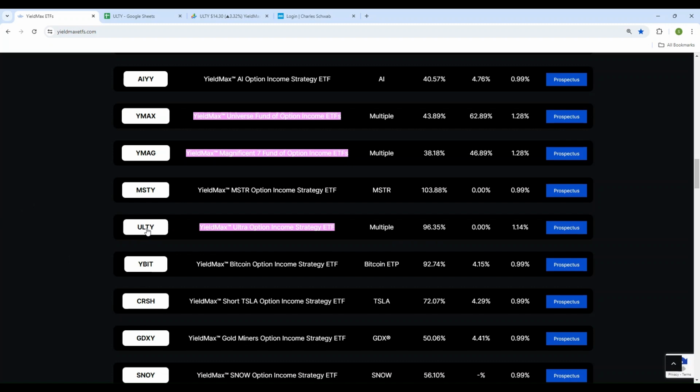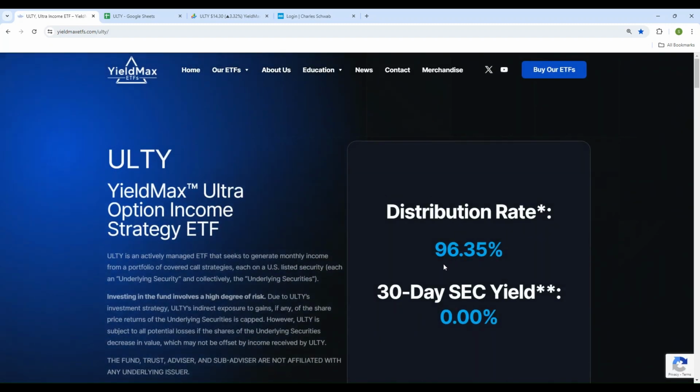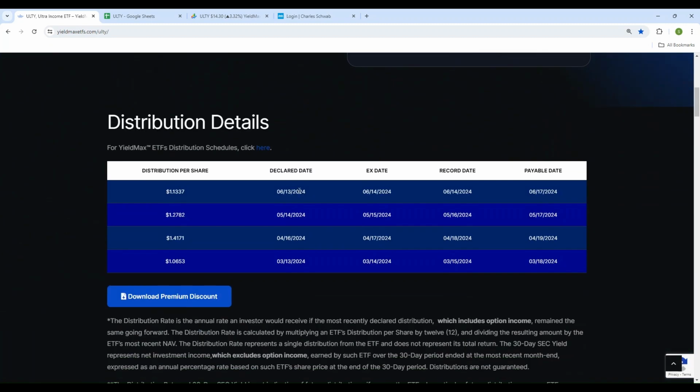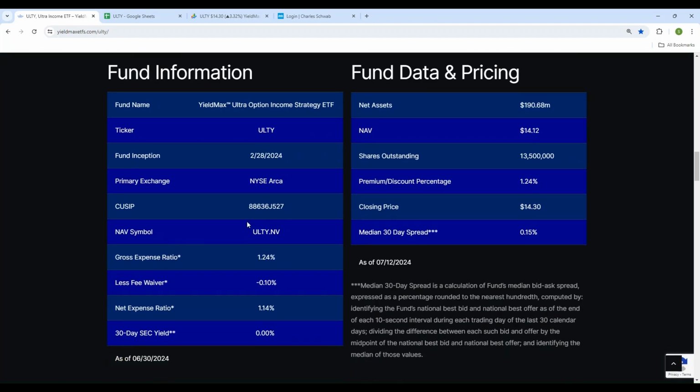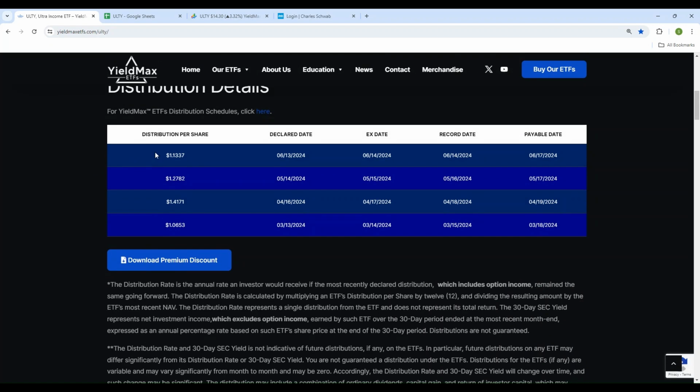Let's look at ULTY over here. Distribution rate is 97%. I will come to that in one second. Let me go down over here and look at this. Okay, this fund started in February 2024. So it's only a 3 to 4 months old fund, and that is why when you see the distribution over here, it's only 4 months, right? Since it started in February.